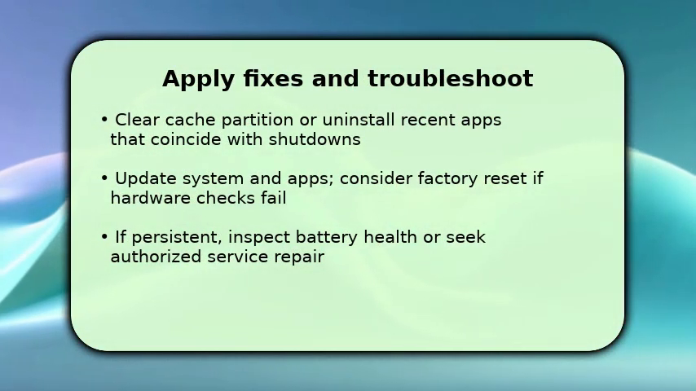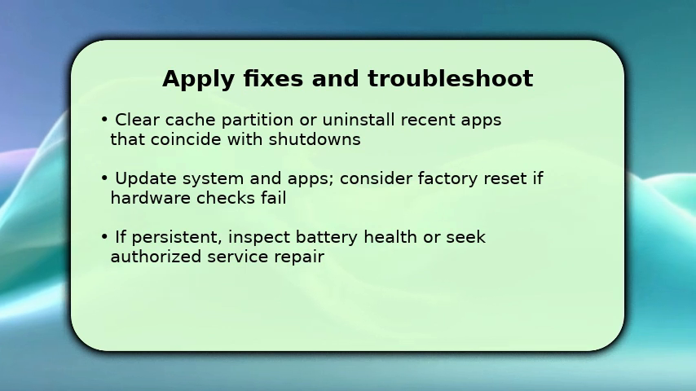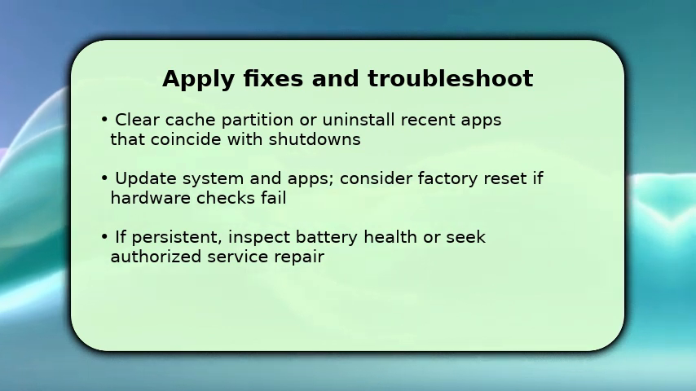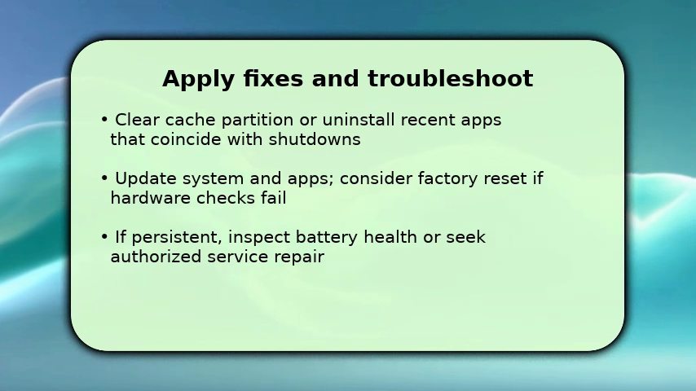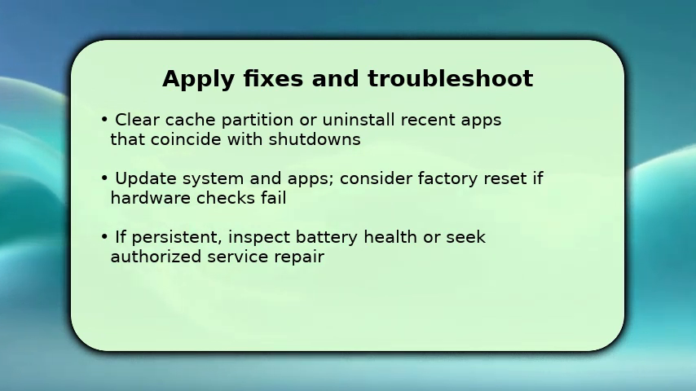Finish by applying targeted fixes so the phone stops turning off. Clear the cache partition or uninstall any app installed right before shutdowns, then update the system and all apps to eliminate known bugs. If the issue persists after software steps, perform a factory reset as a last software resort. Make sure your backup is current.